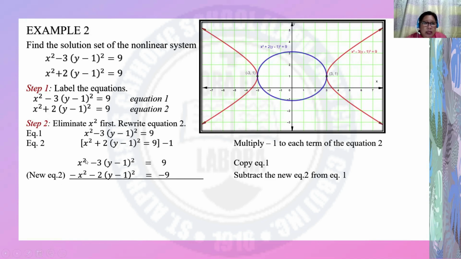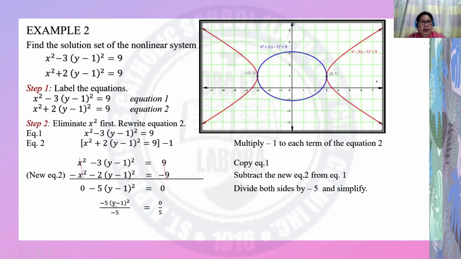So by this time, we are ready to eliminate x squared and negative x squared. So just simply subtract the new equation from equation 1. So this becomes 0. 9 minus 9 is also 0. So what is left is negative 5, negative 3 and negative 2 is negative 5. And copy equals to 0. Then we have to divide both sides by negative 5 and cancel negative 5. So what we have is the square of y minus 1 equals 0. 0 over 5 is 0. This is now the derived equation.